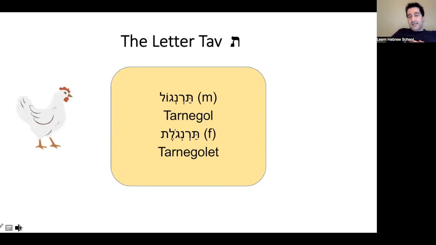The last letter of the Hebrew Alef Bet, before the ending letters, the Sofiyot, is the letter Tav. Tav is also a music note. Tavim are musical notes. And for Tav, I have two examples. One is Tarnegol and one is Tarnegolet. The difference: Tarnegol is a male chicken, a rooster, and Tarnegolet is female. Tarnegol. Feminine, Tarnegolet.